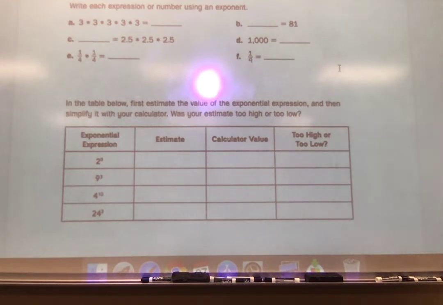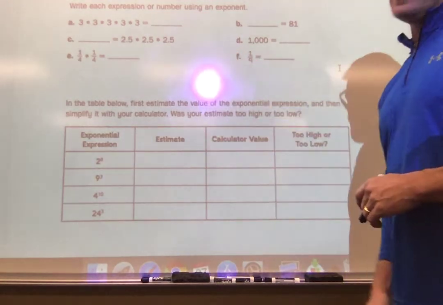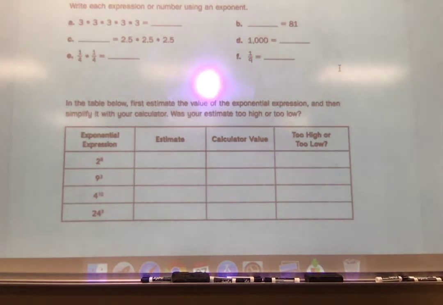Okay, so at the beginning here, we're just supposed to write each expression using an exponent. It doesn't need me to get the full answer. It just wants it in standard notation. It just wants the answer as an exponent here.